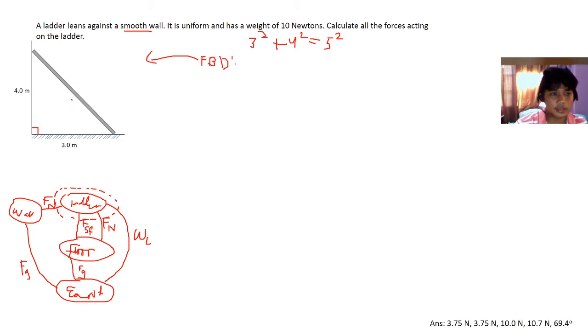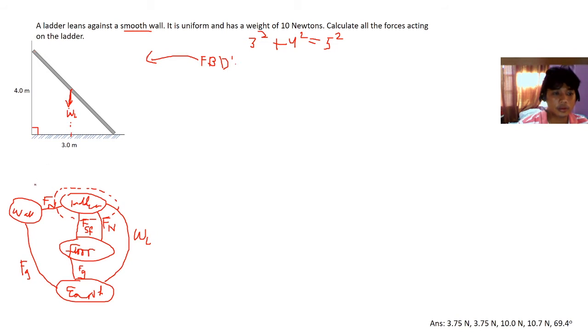The weight of the ladder is 10 newtons and it is uniform, so it must act here in the middle of the ladder. So that's the weight of the ladder. Actually, if you extend this down further, you will notice that it is 1.5 meters away from the wall.